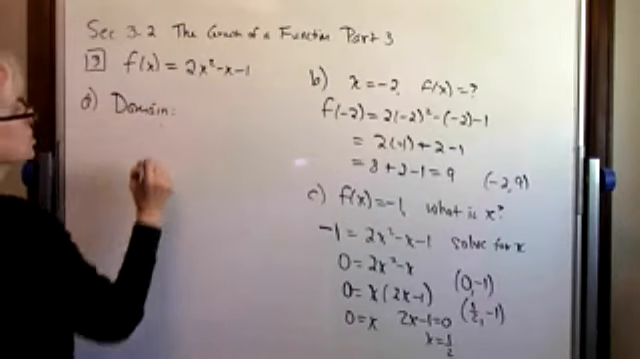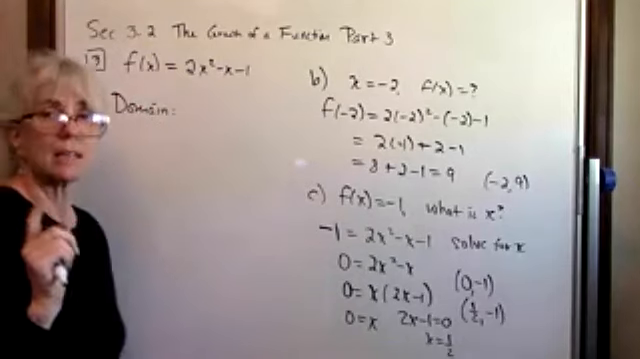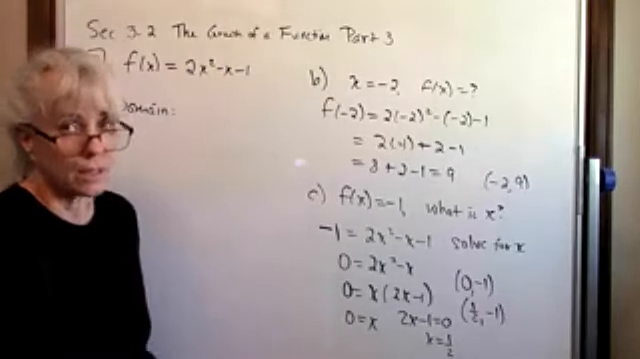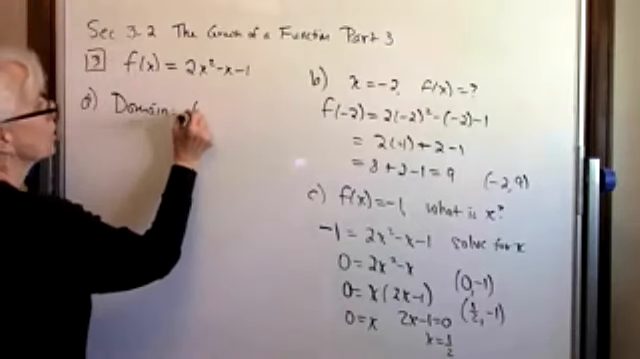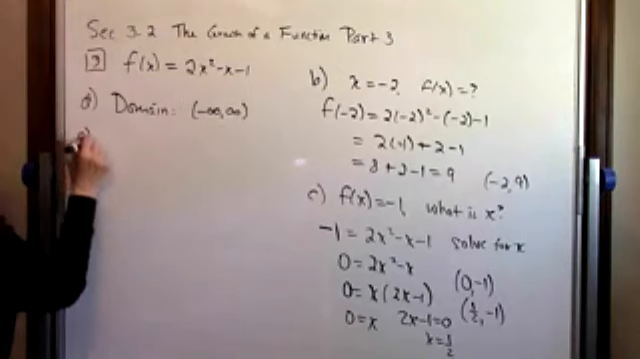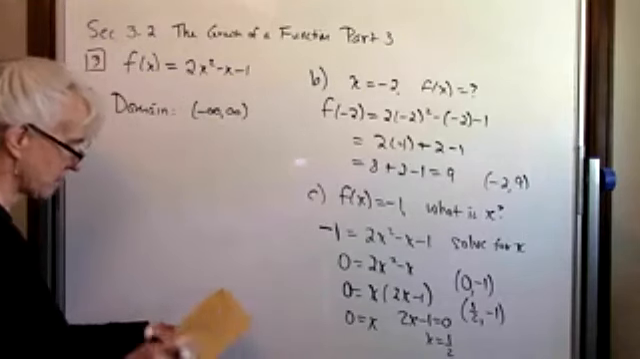So again, to find the domain, you ask yourself those three questions. Does it have a radical? No. Does it have x in the denominator? No. So then its domain is all real numbers, or -infinity to infinity. That was easy. Okay, part E is the intercepts. We want to find the x-intercepts.